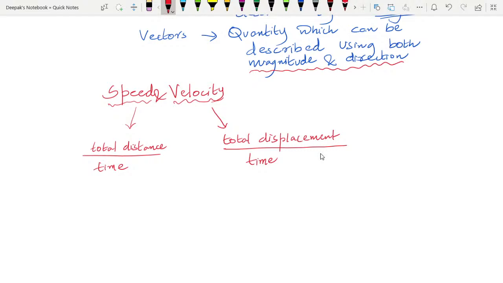Sometimes we use them interchangeably. Suppose a person is moving in a straight line, in that case what will happen? Distance and displacement are the same, right? In that case speed and velocity may be the same, but we should not say that they are the same thing. Is it clear? So speed is total distance divided by time, whereas velocity is total displacement divided by time.